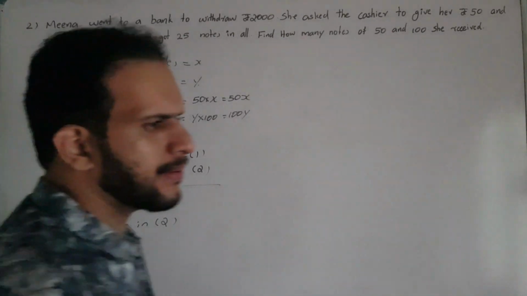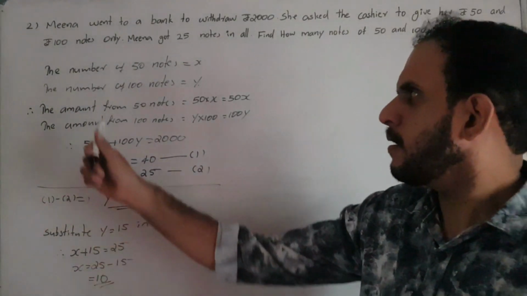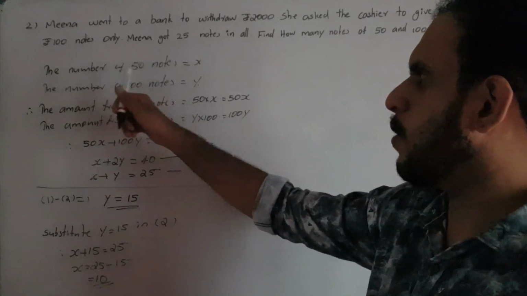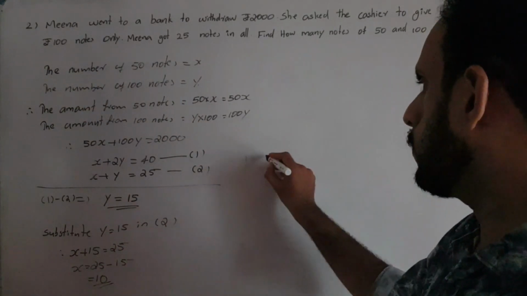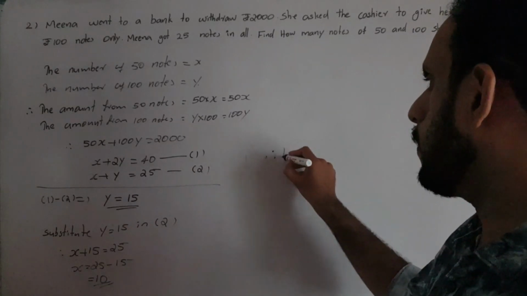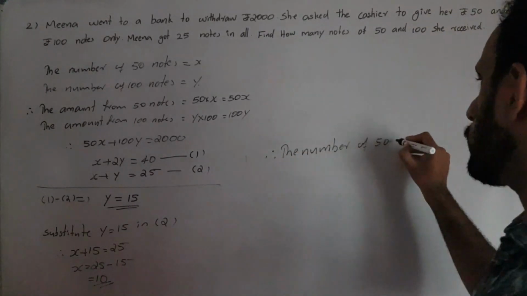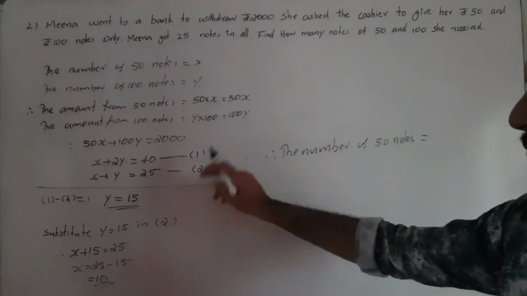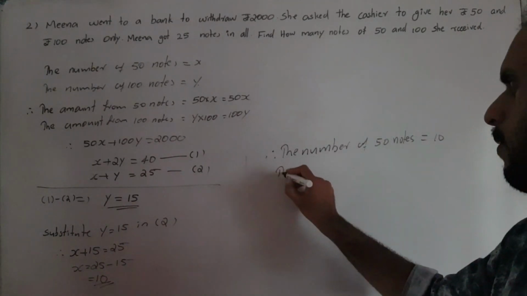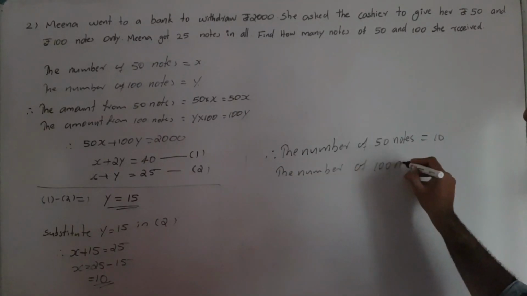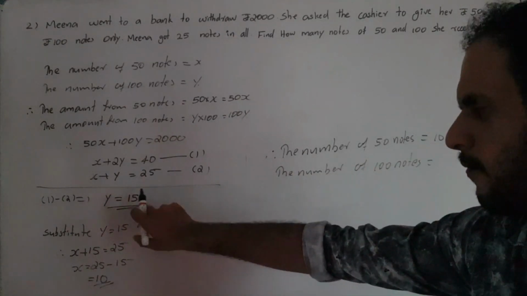Then actually what is x? Therefore, x is the number of 50 notes. What is y? The number of 100 notes. So we write the answer. Therefore, the number of 50 notes is equal to 10. The number of 100 notes is equal to 15.